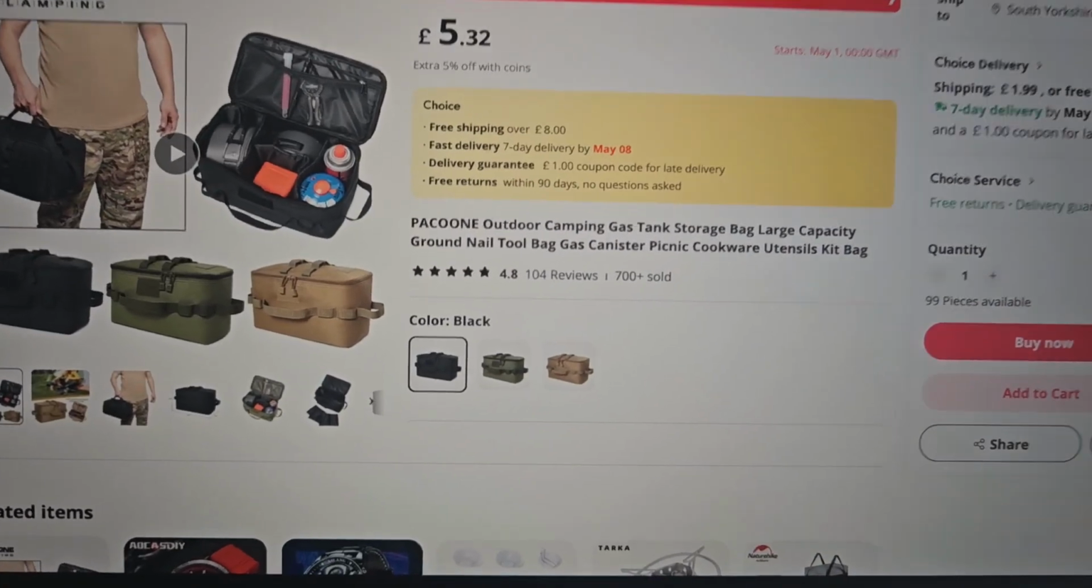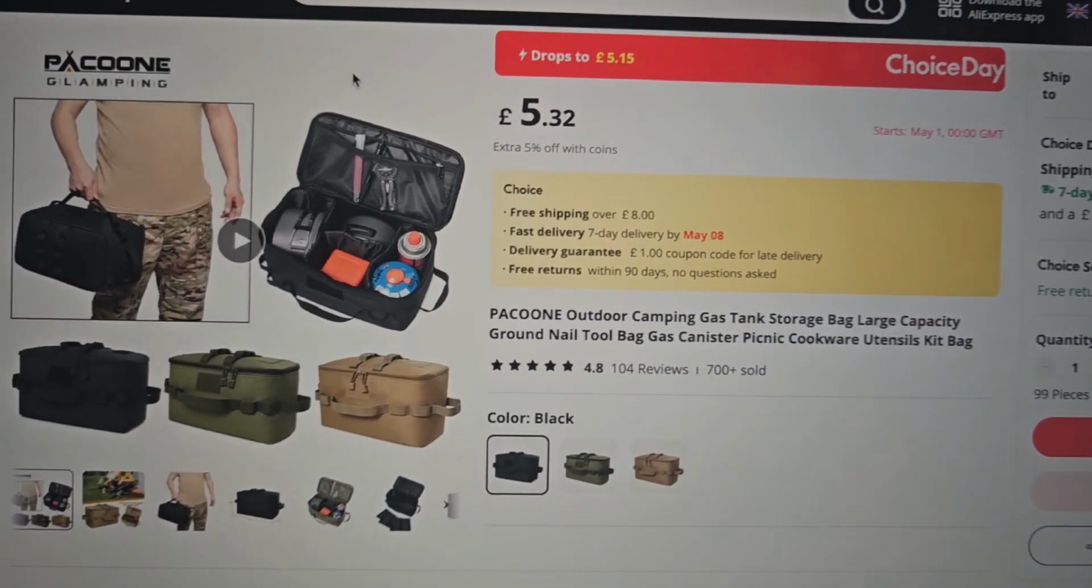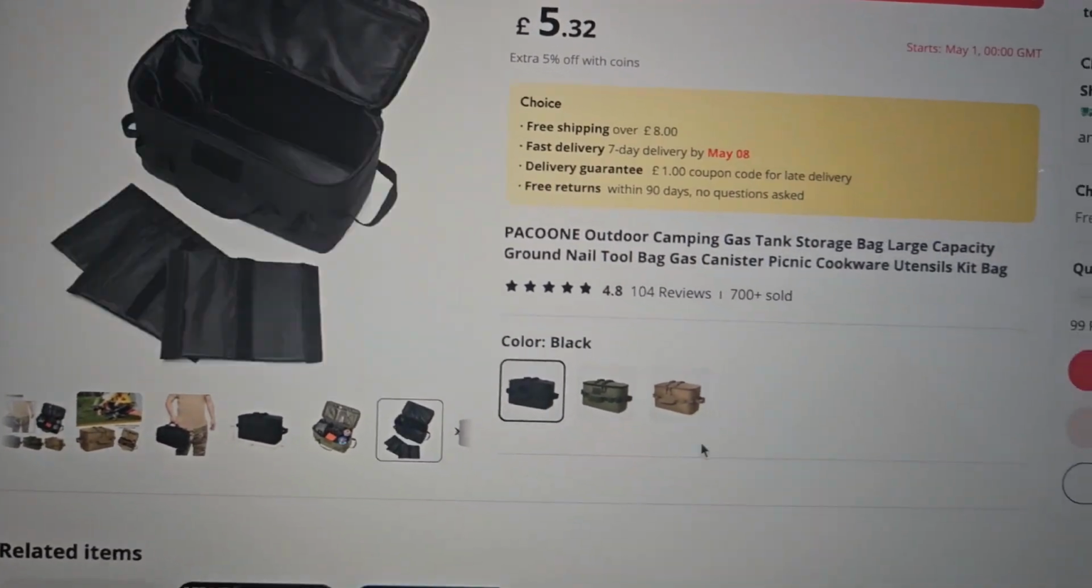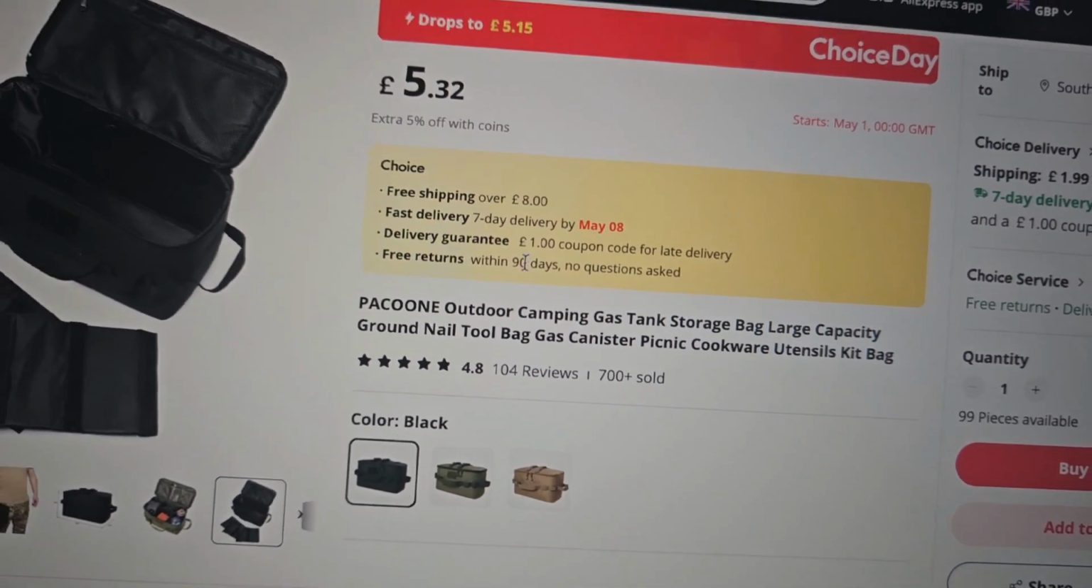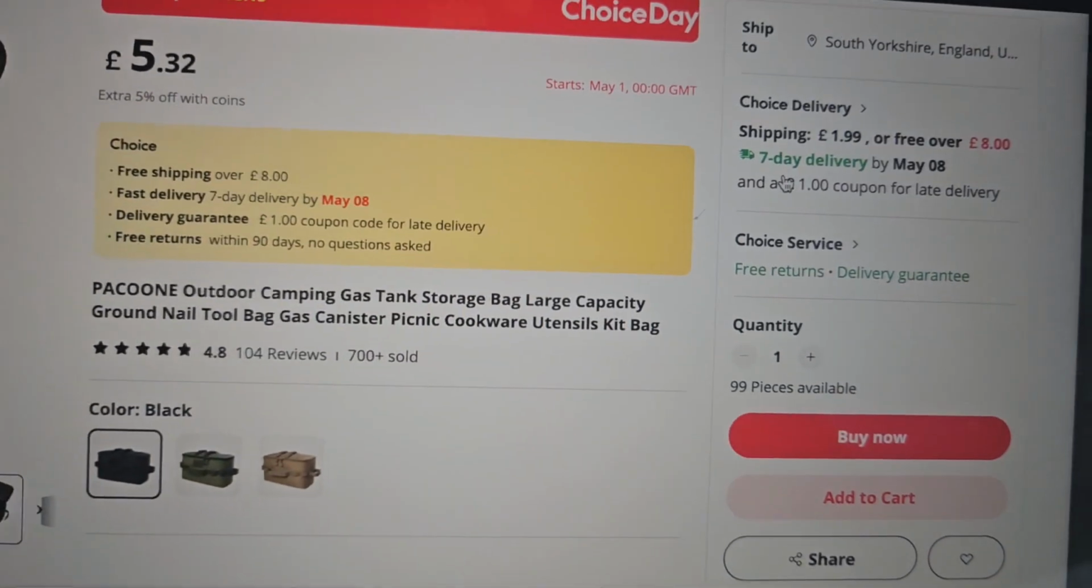Now let's talk product research. You're going to be seeing a product that I've simply looked for on AliExpress. So we have this camping bag of some sorts, whatever it is. I'm not too sure. It's just an example product. So we're seeing the price of this is £5, right? It's got 7-day shipping.